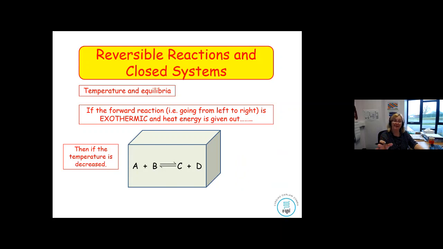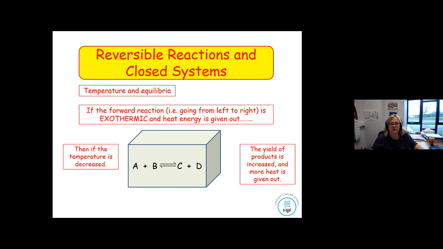So if you then decrease the temperature, then obviously that's going to favour the forward reaction because it's a way of it, therefore, not having to get rid of as much excess energy. So if you decrease the temperature within an exothermic system, the yield is slightly increased.